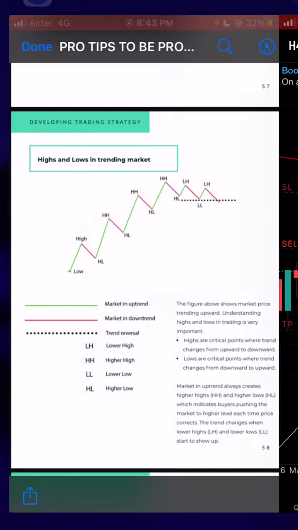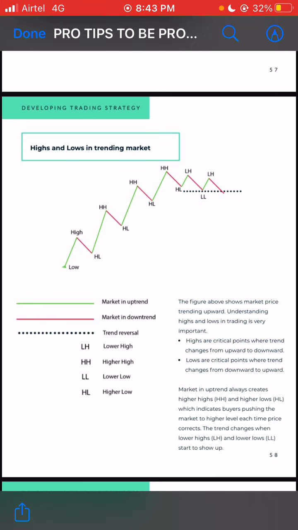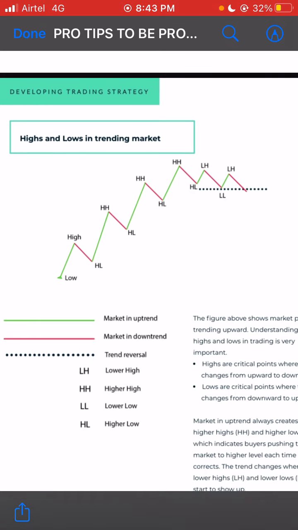Let's go to my ebook, and I want to support this. First, let's start from this concept. It's called highs and lows in trending markets. If you see here, we have greens and reds. The greens indicate the market price trending upward, and the reds indicate the market trending downward. So this market is generally trending upward. It's creating higher highs and higher lows. HH means higher high and HL means higher low. That means the market is climbing up in a zigzag way.